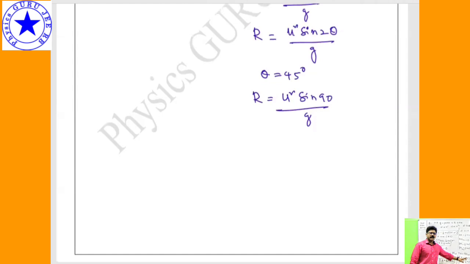So R max can be written as u square divided by g. R max is u square divided by g. So we'll keep it in the box.